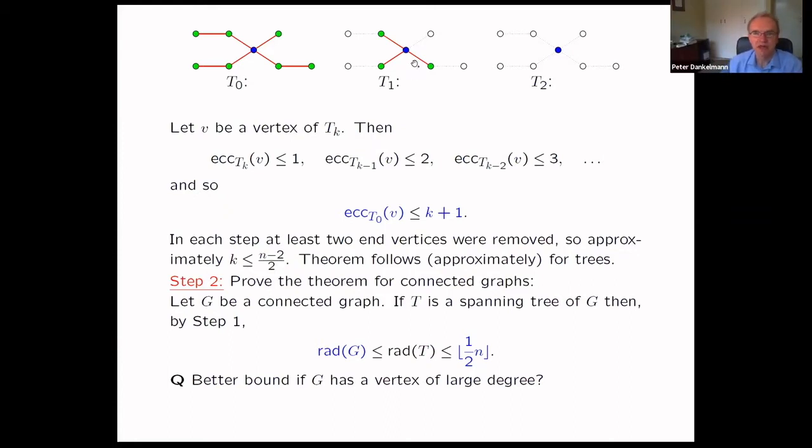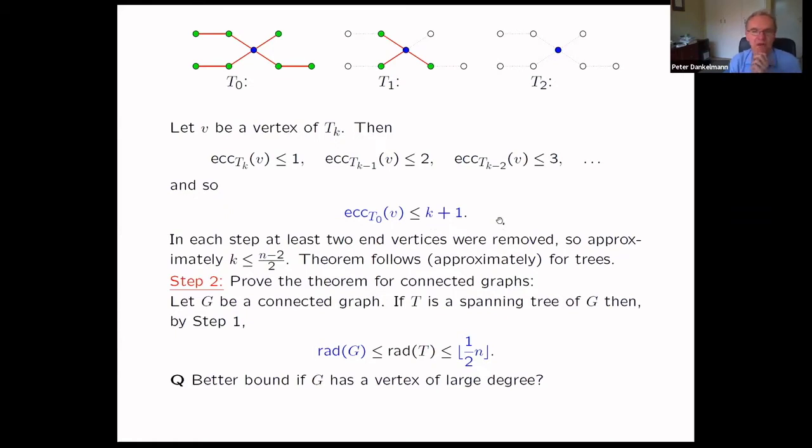And that means the eccentricity, if I go back to T1, of the blue vertex could have gone up by 1. And then if I go 1 step back, the eccentricity would have gone up by at most another 1, and so on. So my eccentricity of the blue vertex in TK is at most 1, in TK minus 1 it's at most 2, in TK minus 2 it's at most 3, and so on. And in my graph T0, the eccentricity of V is at most K plus 1.